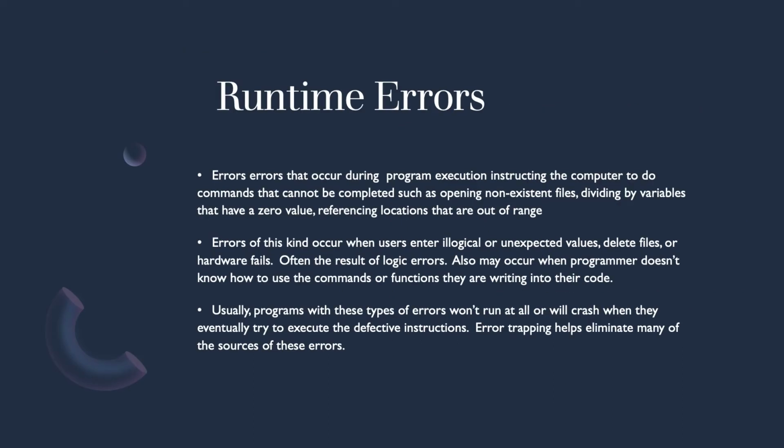So the runtime errors. They occur during program execution. It's when you instruct the computer to do commands that cannot be completed, such as opening non-existent files, dividing variables by zero, referencing locations that are out of range. Errors of this kind occur when users enter illogical or unexpected values. You can't ever tell what a user's going to do. They might delete files, or their hardware might stop working, and that'll fire up a runtime error. Usually programs with these type of errors won't run at all, or they'll crash eventually when they try and execute the defective instructions. Error trapping helps eliminate many of the sources of these errors.